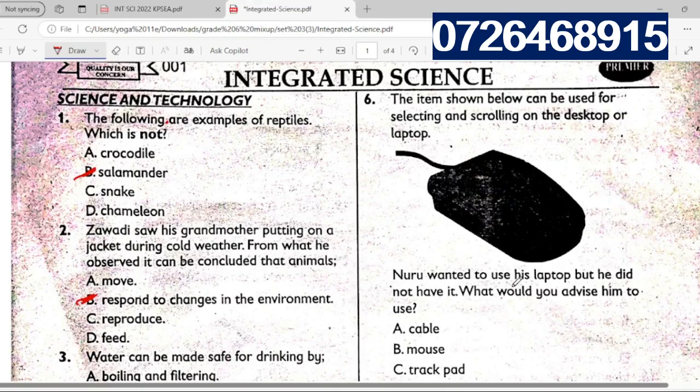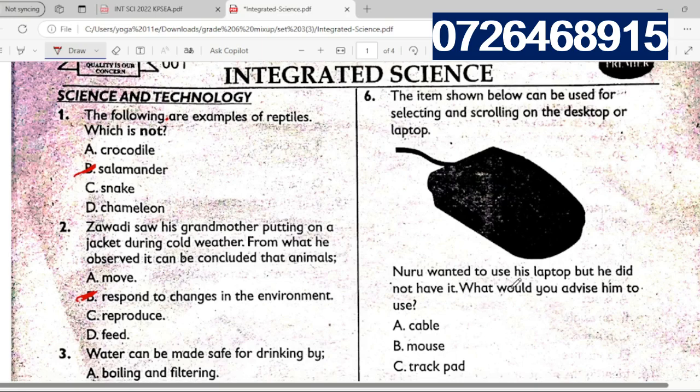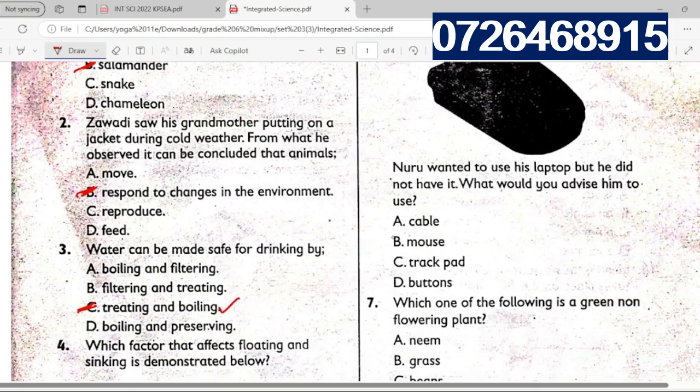The item shown below can be used for selecting and scrolling. That is the work of the mouse, selecting and scrolling on the desktop or a laptop. He wanted to use this laptop, but he did not have a mouse. What would you advise? Use a cable? No. Use a mouse? No. Trackpad. So if there is no mouse, you can use the trackpad of the laptop.